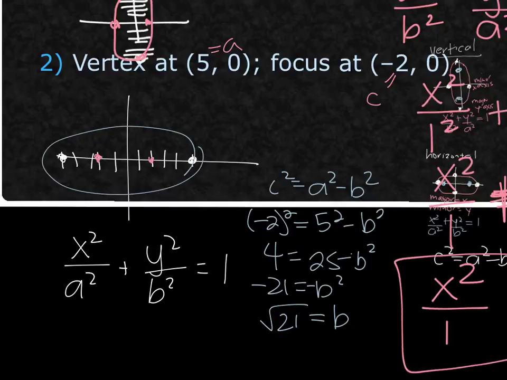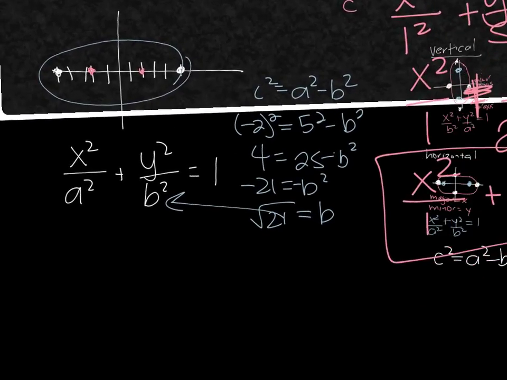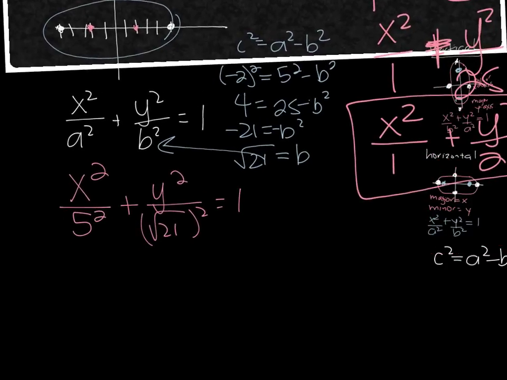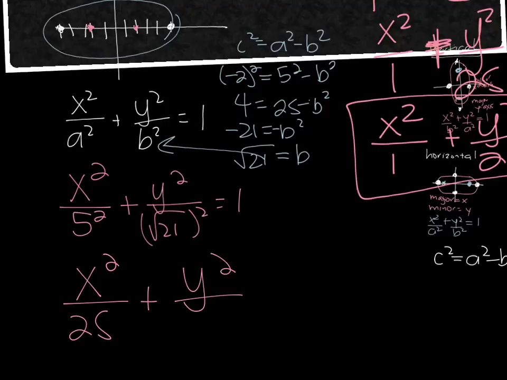But really all I need it for is to plug it back into the b squared, which gets rid of the square root. So I end up with x squared over a squared, which is 5 squared, plus y squared over square root 21 squared equals 1, which is x squared over 25 plus y squared over 21 equals 1.